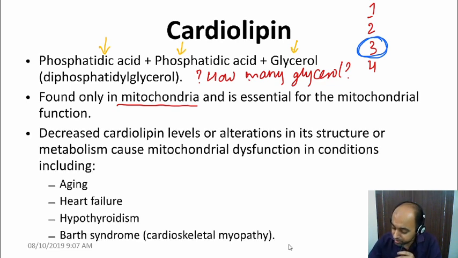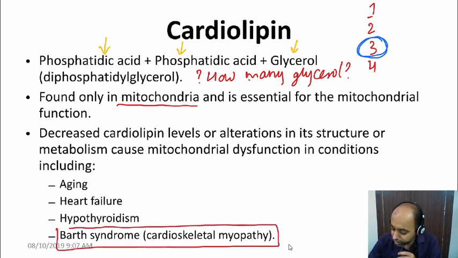Deficiency gives rise to what is known as cardioskeletal myopathy. The cardiac muscle and the skeletal muscle are both grossly affected when cardiolipin deficiency is there.